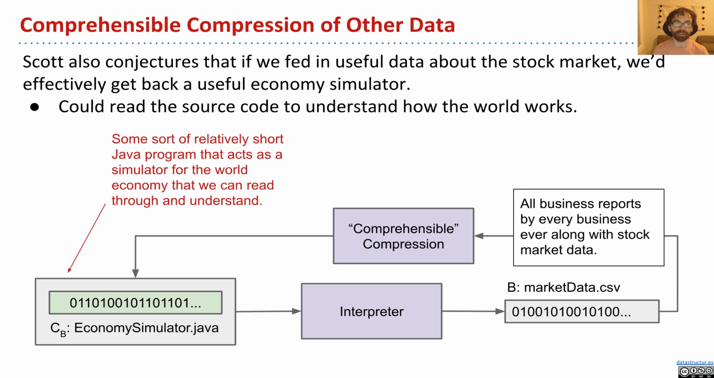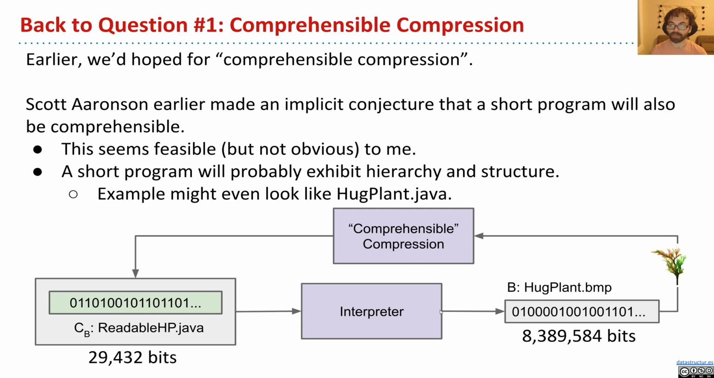So I'll give you another example of this idea of compression, why it's so powerful. Scott conjectures that if we fed in a bunch of useful information about the stock market, this is just a cartoon, not quite right, but say we give every business report or yearly report, along with all the stock market data ever, and we feed it to our comprehensible compression algorithm, we would get back something that's basically an economy simulator. And we could then open up that Java file, and we could read the source code and hopefully understand how the world works.